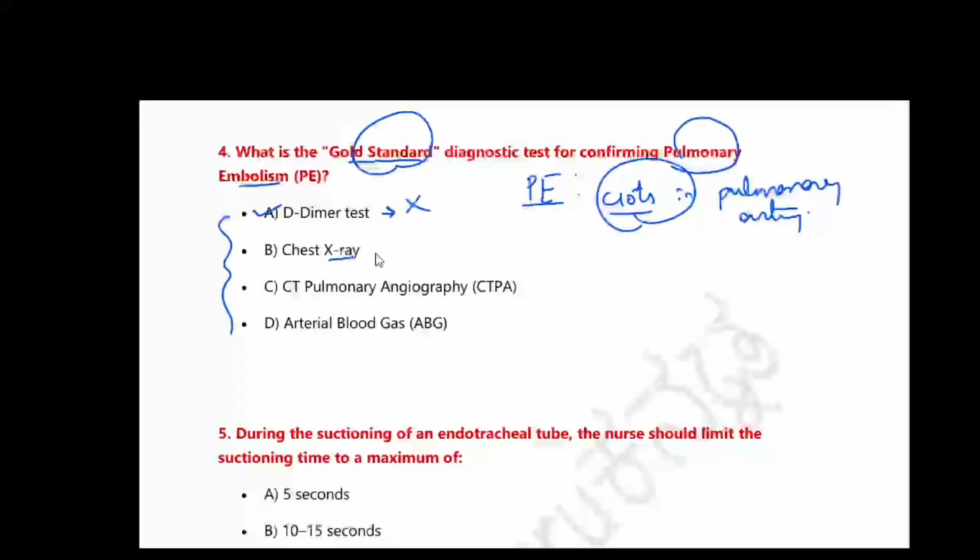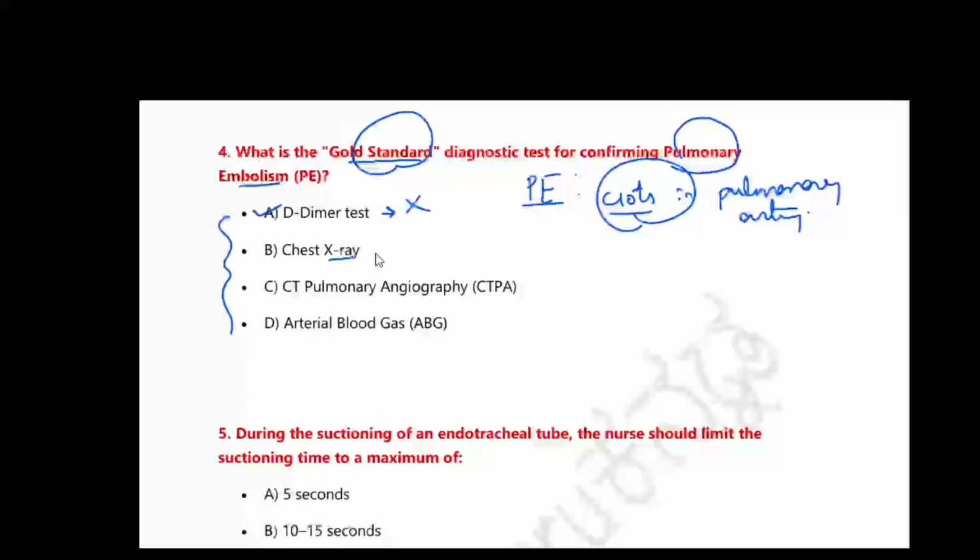And then arterial blood gas. This is also a wrong answer, because arterial blood gas is done when there is respiratory distress, not in case of pulmonary embolism. When there is respiratory distress, at that time we will do ABG to know the acid-base balance.